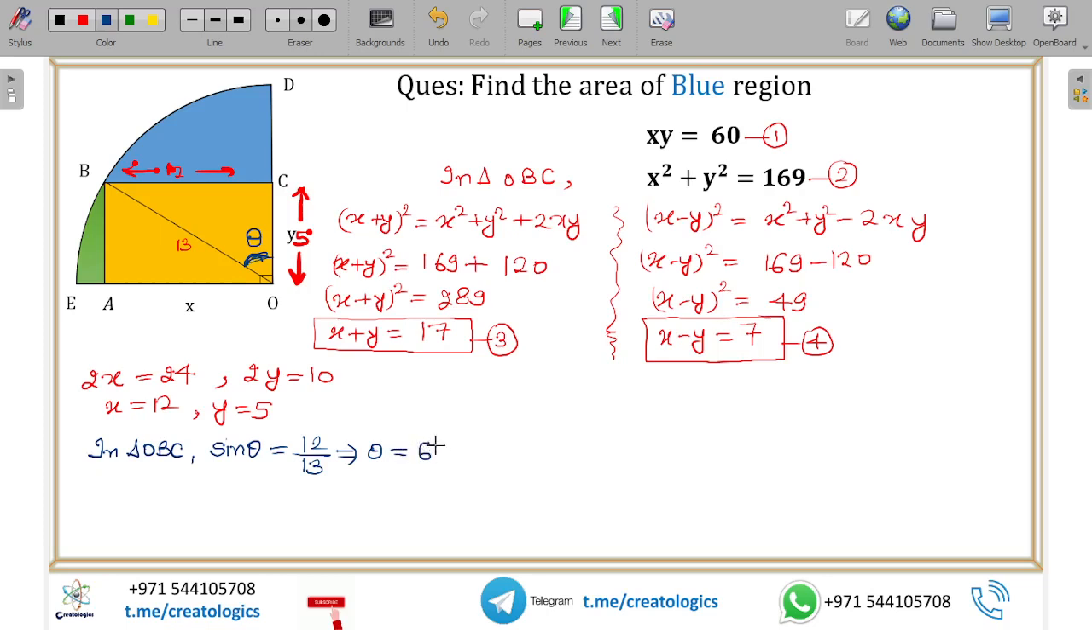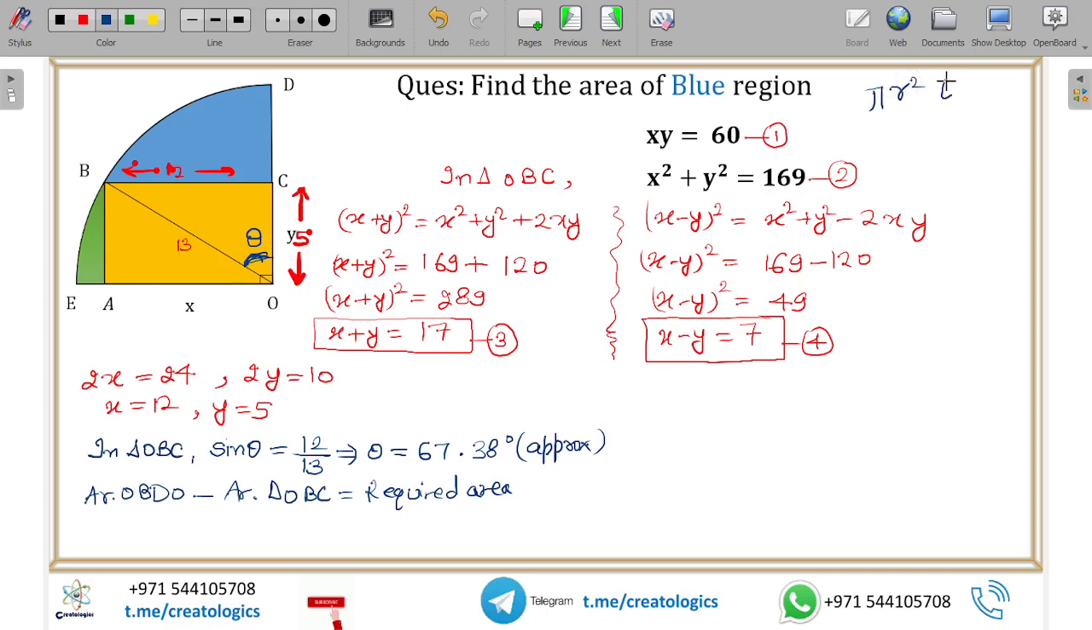Approximately it will be 67.38 degrees. It is an approximate value. Now, using this angle, I will calculate the area of the sector OBDO, and subtract the area of triangle OBC from it to get our required area.